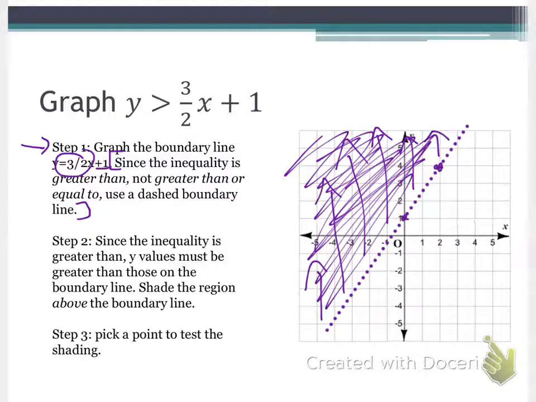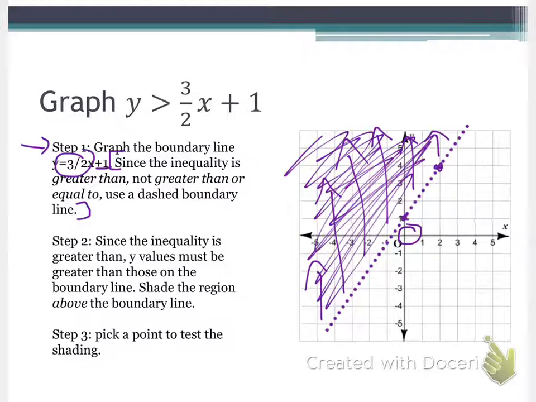So let's then pick a point to test the shading. And I like to pick easy points, right? The easiest point that you can plug into this is 0, 0. And if the statement is true because of it, then it should be in the shaded area. In our equation right here, it should not be in the shaded area. So if our statement is not true when we plug 0, 0 in, then we're good. Okay? So let's plug it in.